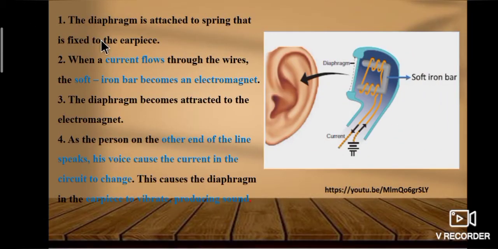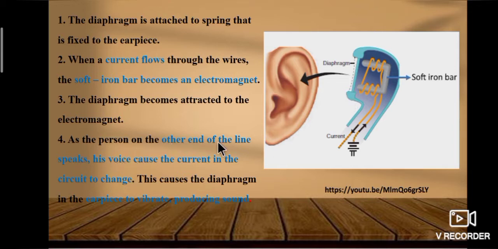Let's see how the telephone works. The diaphragm is attached to a spring that is fixed to the earpiece. See the picture, students. This is the diaphragm. When a current flows through the wires, the soft iron bar becomes an electromagnet. The diaphragm becomes attracted to the electromagnet.